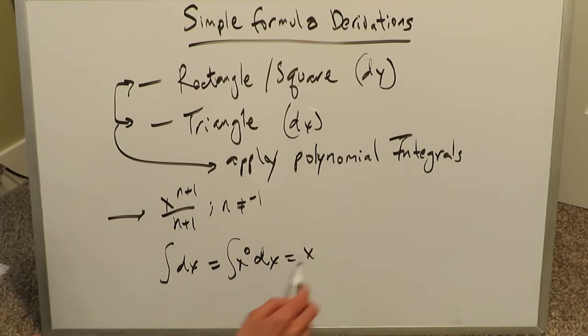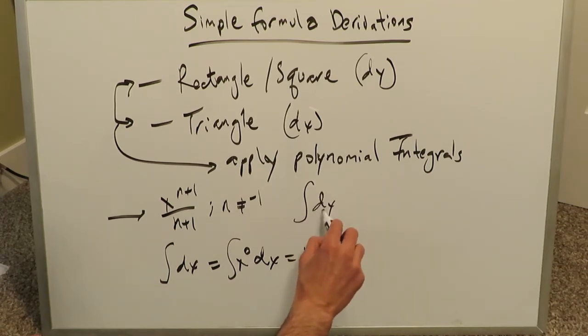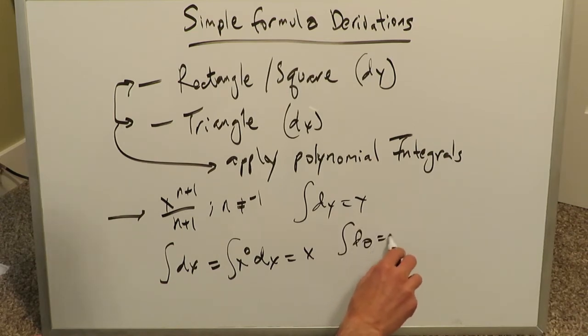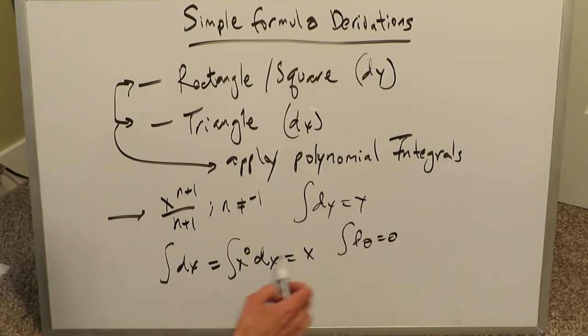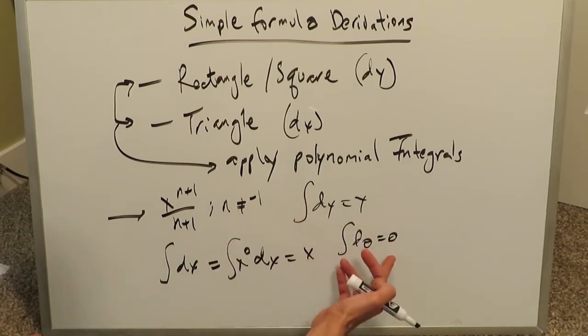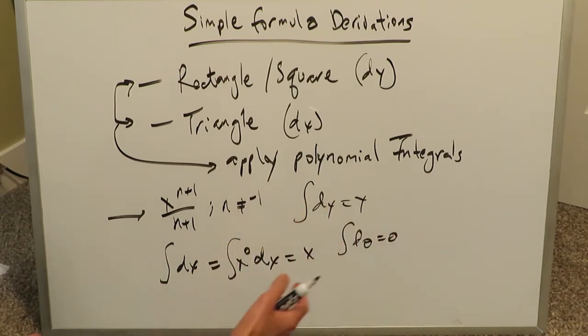As your antiderivative, x. Likewise, if you see something like integral dy, you should get a y. If you see an integral d theta, you should get a theta. No matter what the variable here is, x, s, y, theta, whatever, you should always get that variable to the power of 1 in terms of all of these.